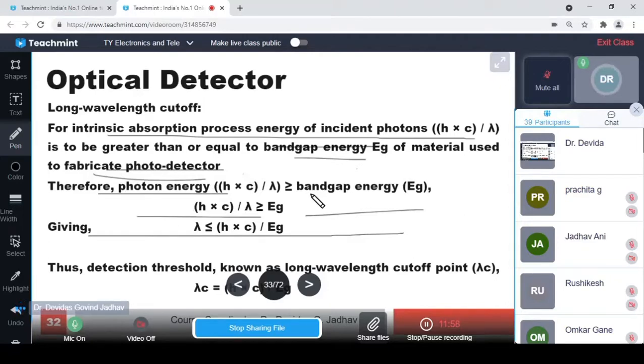Okay, so this we can write as hc upon lambda more than Eg, and lambda is less than hc divided by Eg. Rearranging, lambda is less than or equal to hc upon Eg, and that gives the cutoff wavelength equation: lambda c is equal to hc upon Eg. So this is the long wavelength cutoff. Okay.